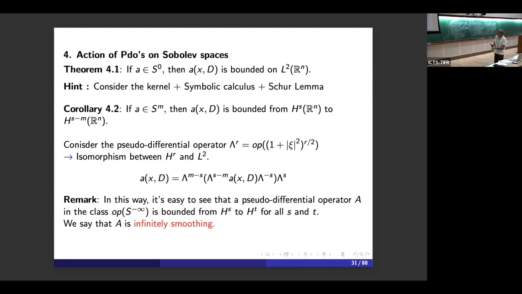If you prove the action of the operators of S0 on L2, I think everything is closed because you have a natural path to come from a Sobolev space HS to another one. It's this operator. It's very easy. It is an isometry between HS and HS minus R for every S. So assume theorem 4.1 is proved.